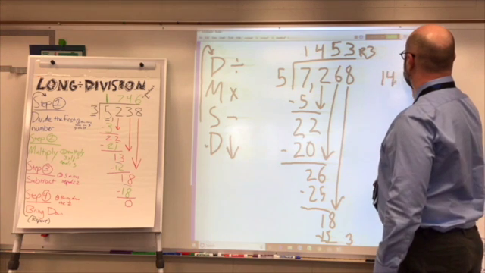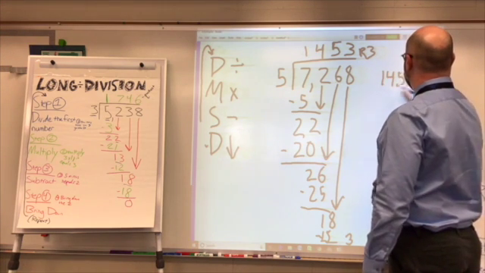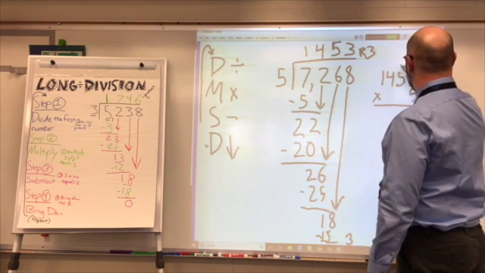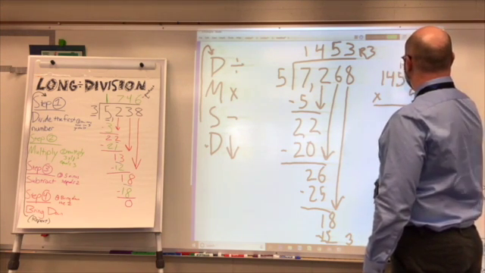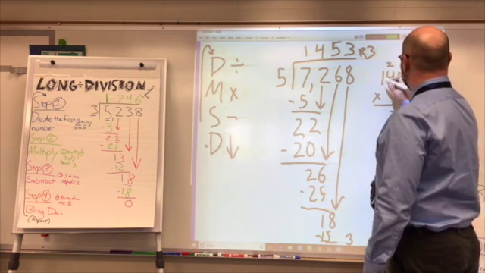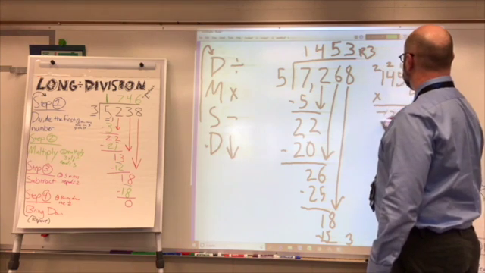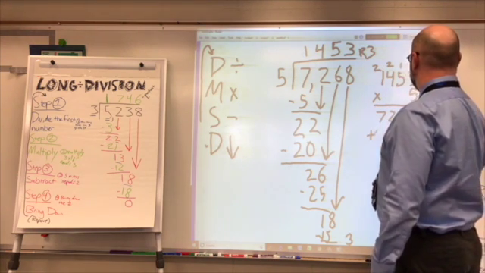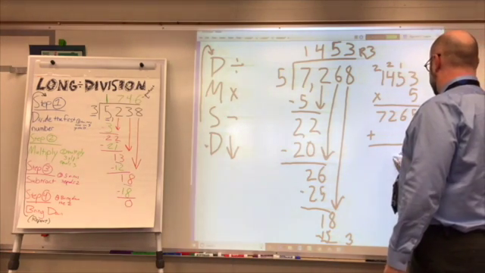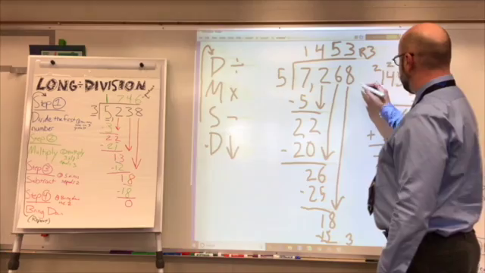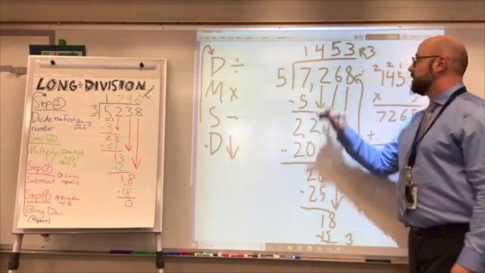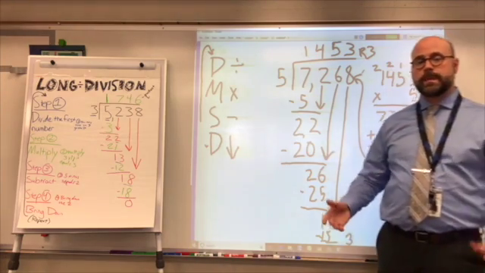Check our work. 1,453 times 5. 5 times 3 is 15. 5 times 5 is 25, plus 1 is 26. 5 times 4 is 20, plus 2 is 22. 5 times 1 is 5, plus 2 is 7. 7,265. Add that remainder 3, that gives us 7,268, which is what our dividend was.